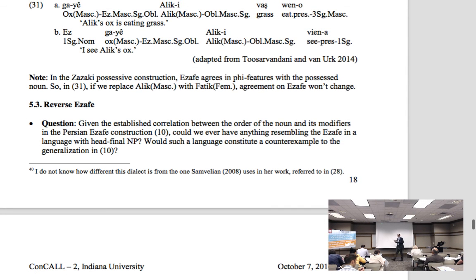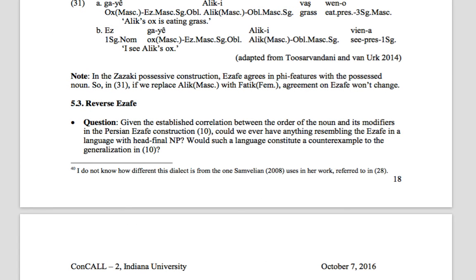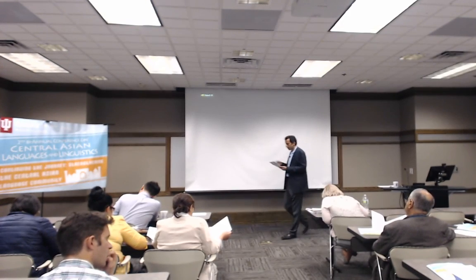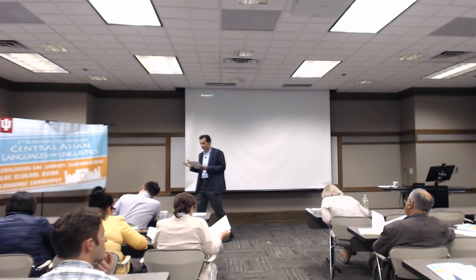The most interesting case is the last one, which is what people have referred to as reverse Ezafe. So the question I have is, okay, given the established correlation between the order of the noun and its modifiers in the Persian Ezafe construction, what we saw in 10, could we ever have anything resembling the Ezafe in a language which has head-final NP? And if we have something like that, would this be a counterexample to the generalization I had in 10? So basically in Persian you never get that kind of thing. So what about these other languages? And in fact, Larson talks about them and calls them reverse Ezafe.